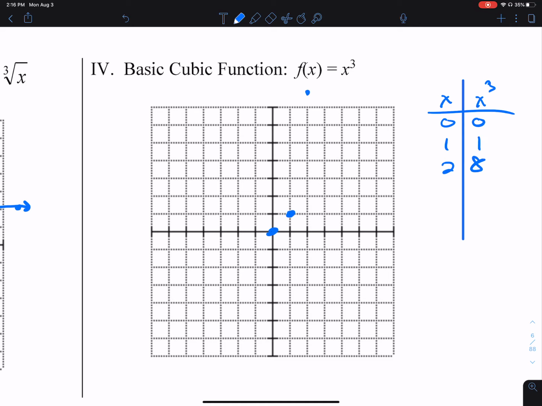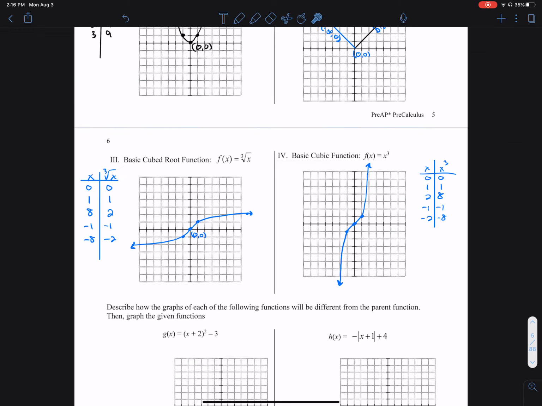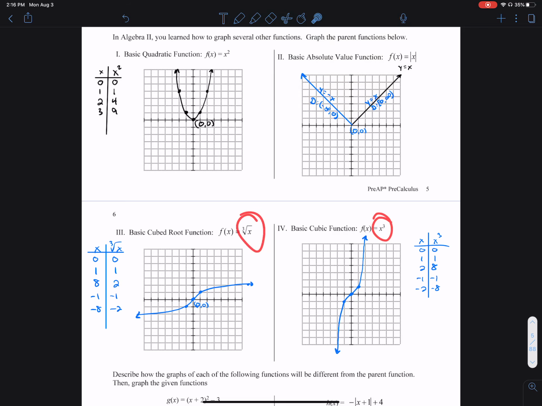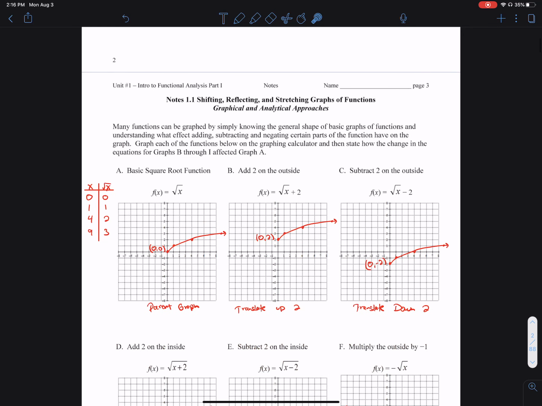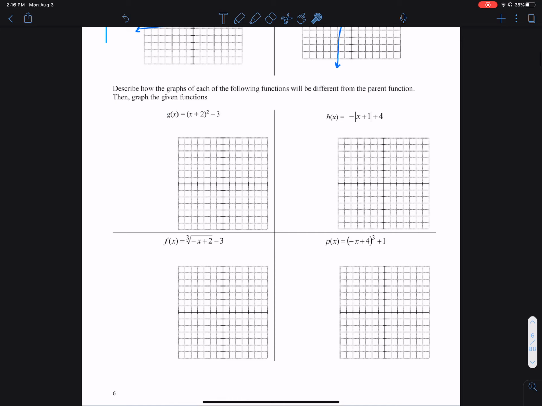Now these two graphs have a special relationship, which we'll talk about later. Those are inverse functions. These are inverses of each other. We'll get into that later. A little bonus knowledge I just dropped on you. So at this point, you are to know basically 6 different parent graphs. You got cubic, cubed root, squared, absolute value, square root, and then also a linear function, which is a line.